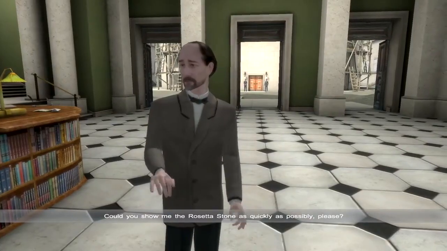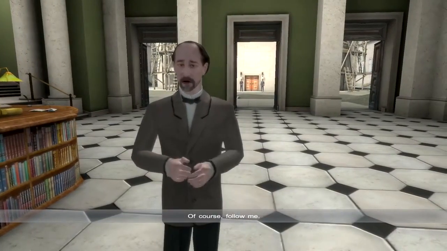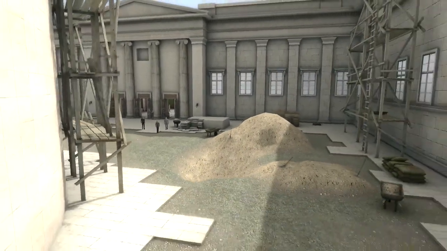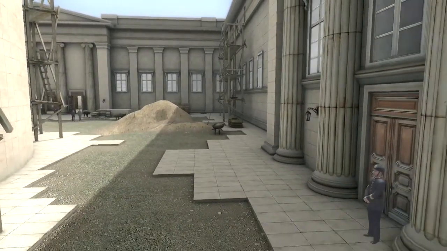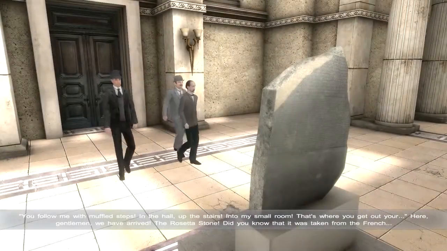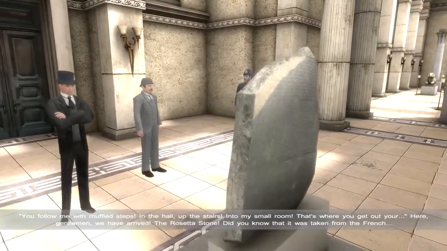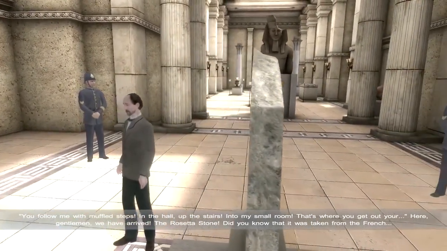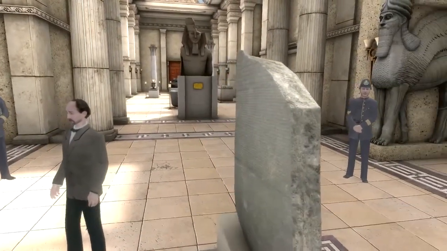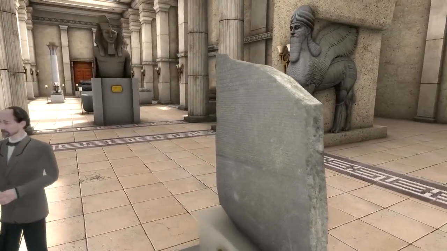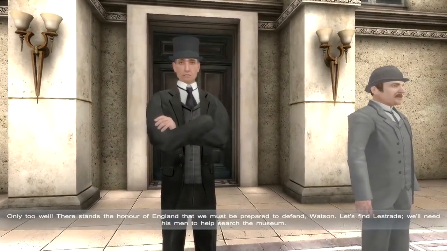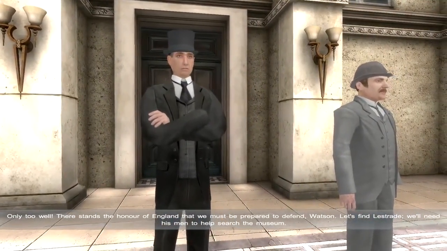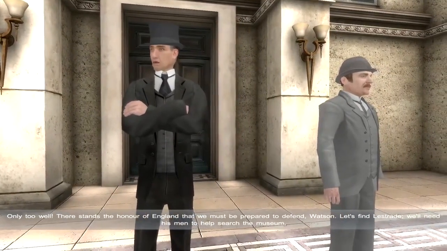Could you show me the Rosetta Stone as quickly as possible, please? Of course. Follow me. You follow me with muffled steps in the hall, up the stairs, into my small room. That's where you get out your... Here, gentlemen, we have arrived. The Rosetta Stone. Did you know that it was taken from the French? Only too well. There stands the honour of England that we must be prepared to defend, Watson. Let's find Lestrade. We'll need his men to help search the museum.